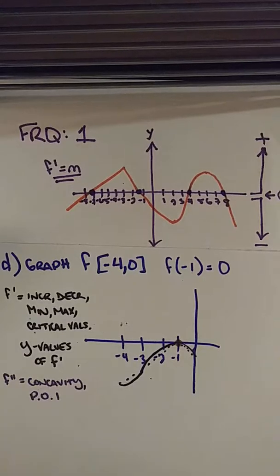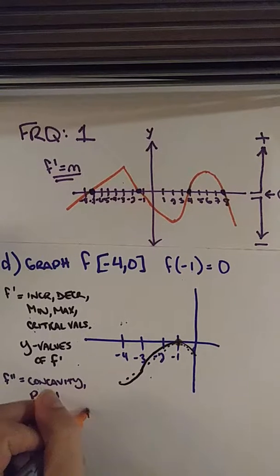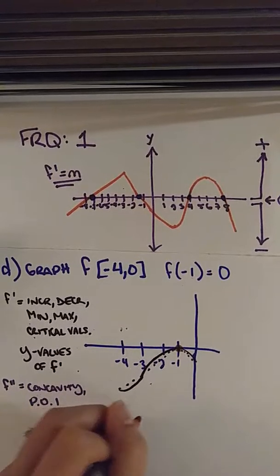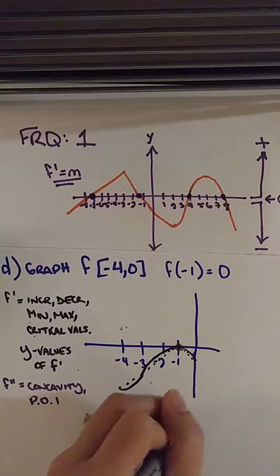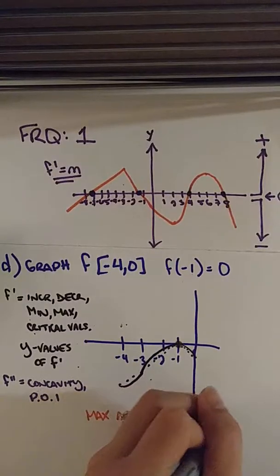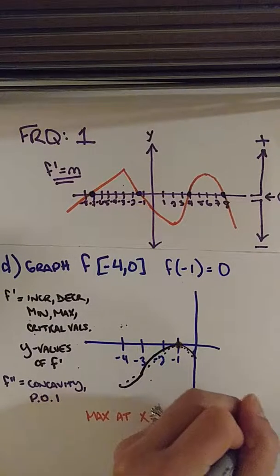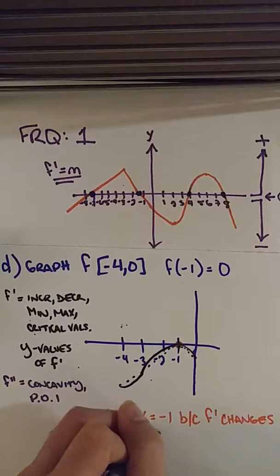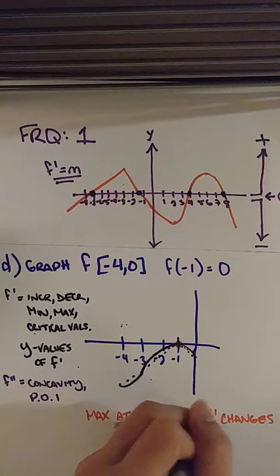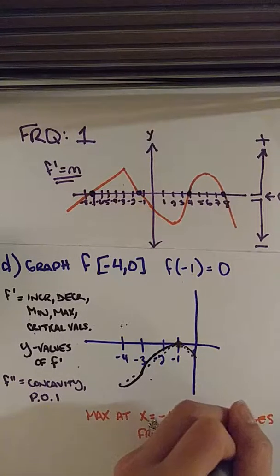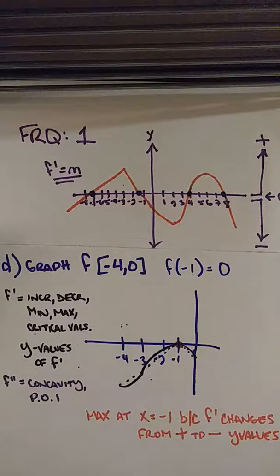All right, if we have to justify this, now remember on the FRQ you don't have to justify until it tells you to, but we do have to justify for this review packet anyway. If I want to justify what's going on with the change in my curve here of f of x, I can say several things. I can say that I know I have a maximum at x equals -1 because f prime changes from positive to negative y values, which we talked about in the last section.